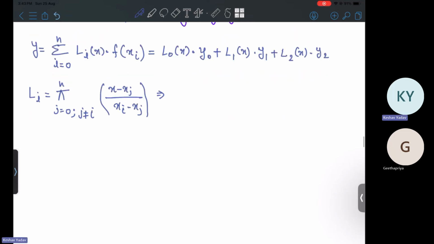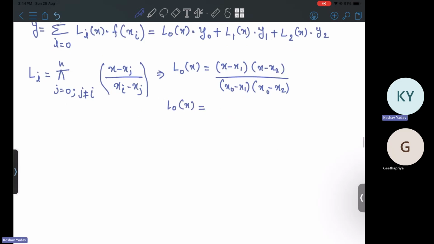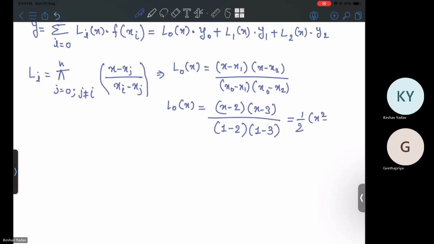Simply, if I write L0(x) for our case, it comes as (x minus x1)(x minus x2) divided by (x0 minus x1)(x0 minus x2). So L0(x) will be equal to (x minus 2)(x minus 3), where x2 is 3 and x0 is 1, divided by (1 minus 2)(1 minus 3), which is minus 1 times minus 2. That will give me 1 by 2 times x square minus 5x plus 6.